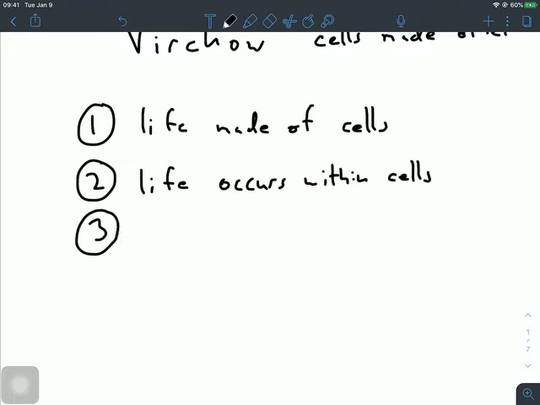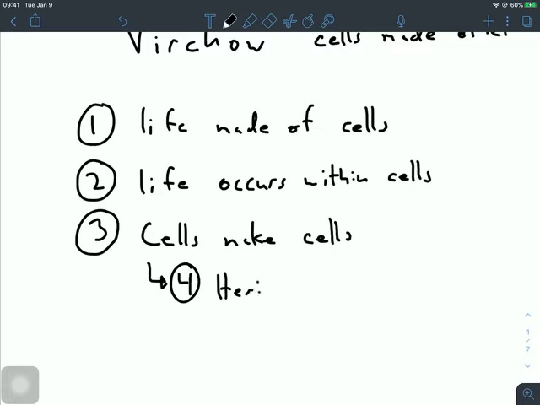Third, addresses the origin of cells. Using Virchow's observations, the third point of cell theory states that cells make cells. That cells arise from the duplication of other cells. And as an addendum for this third point, either 3.5 or a new point 4, that cells have the hereditary information necessary to make all future life.